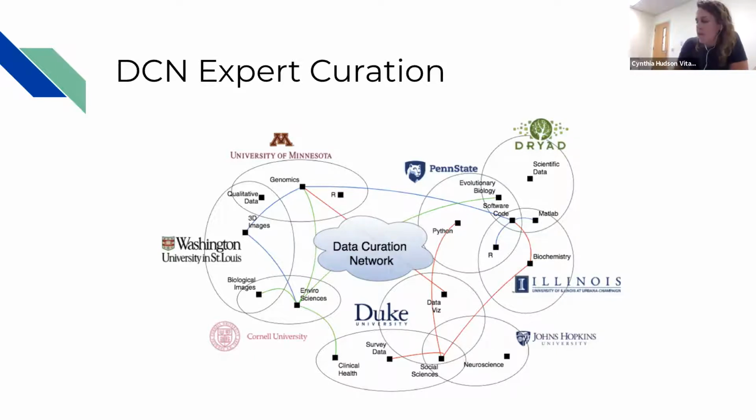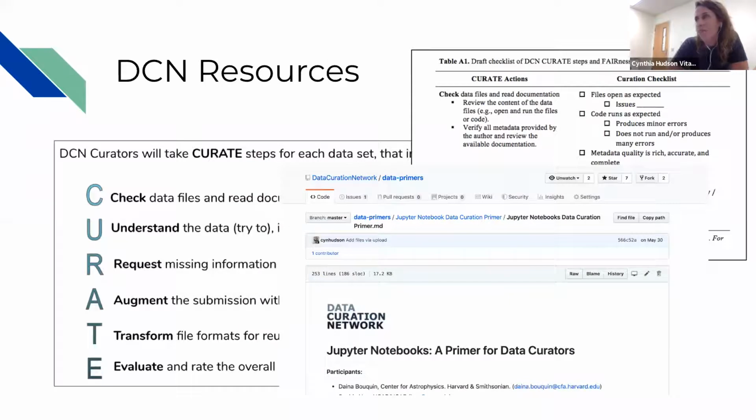Another initiative that has expanded through this project is the DCN Resources. These are documents or other resources that have been created throughout the project and that are meant to have broad appeal or use to the curator community. So they include the primers, as we'll discuss in a minute, but there are also basic checklists and workshop content that is available for reuse.